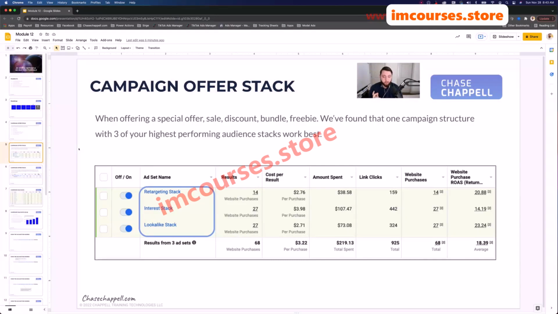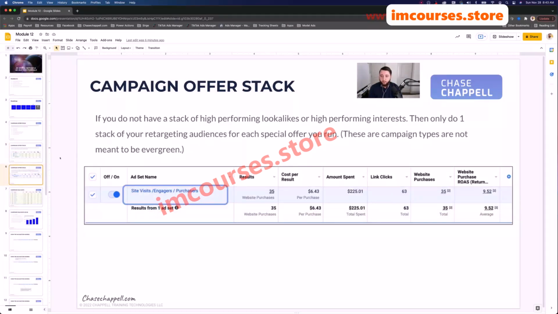It's the retargeting, lookalikes, and the interest stack, and one ad is in each of these audiences, and those ads are the same. And if you do not have a stack of your high-performing lookalikes or high-performing interests, then you're only going to do one stack of your retargeting audiences for each special offer you run.